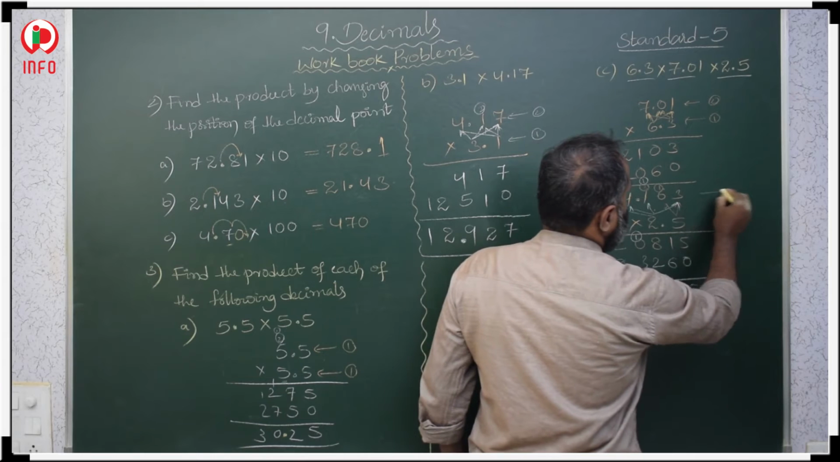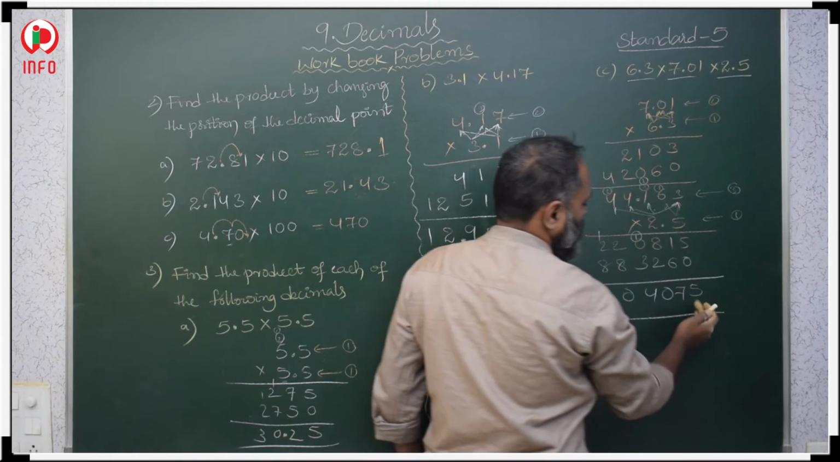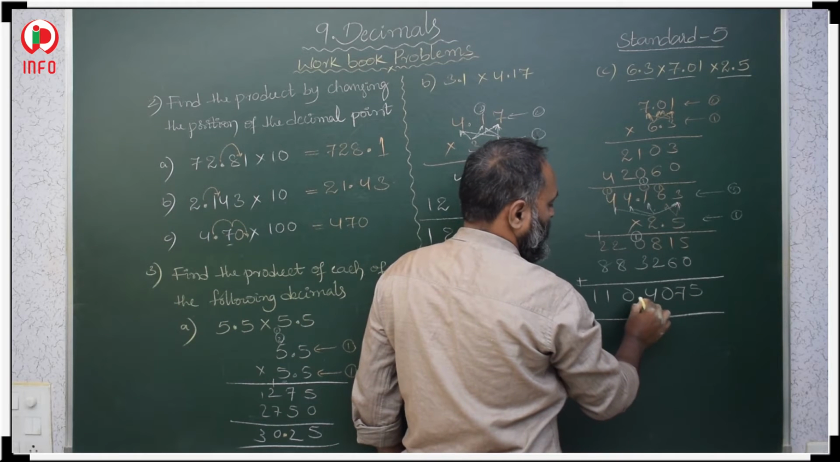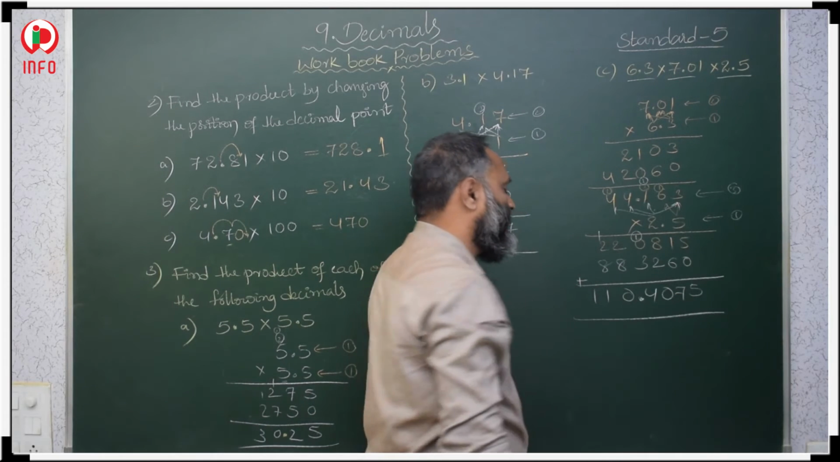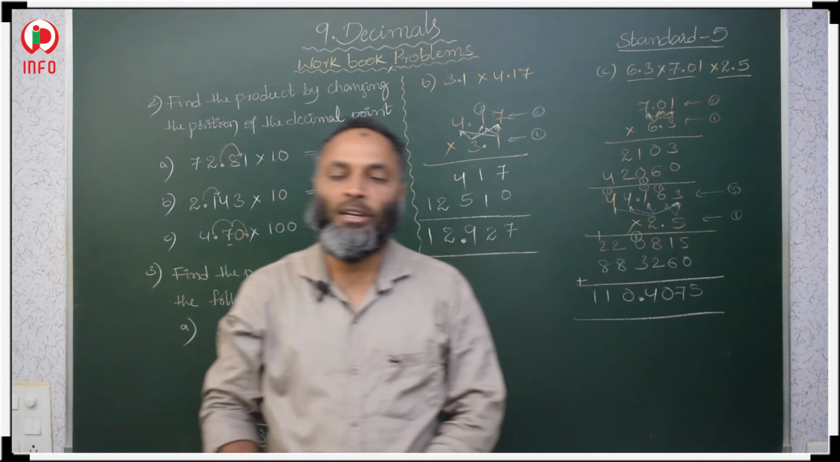Here after 3 digits we have a decimal, after 1 digit we have a decimal, after 4 digits, 1, 2, 3, 4, after 4 digits we keep a decimal, that is 110.4075. Okay.